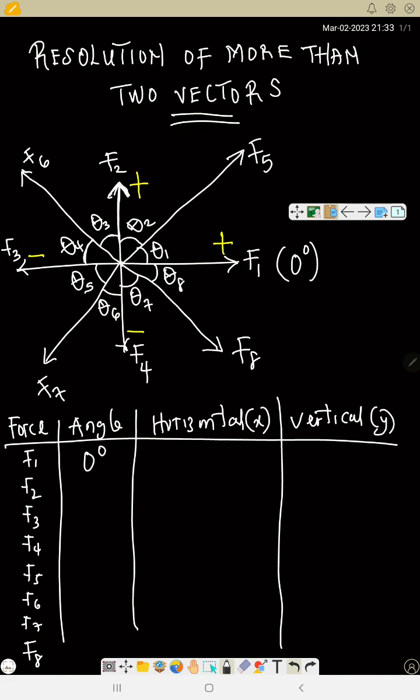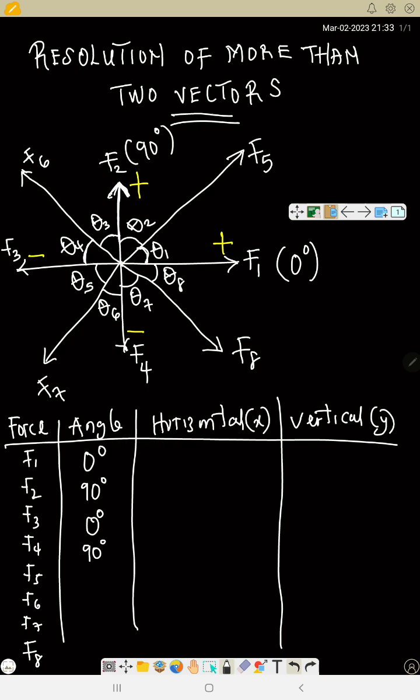F2 is on this vertical, and any angle here is a special angle, that is 90 degrees. So for F2 we have 90. F3 is also on this horizontal line, it will have 0. F4 is still on this vertical line, it will have 90. Now the remaining ones, apart from these cardinal points, will have these horizontal angles.